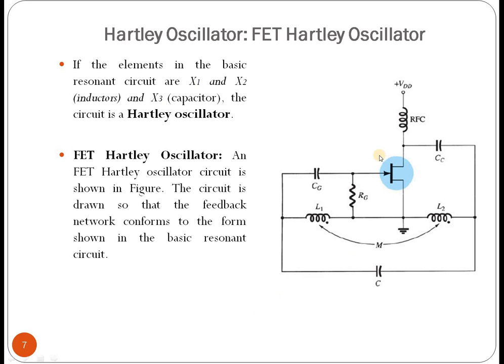FET means we are using one FET circuit in the middle, this one, not an op-amp. The basic resonant elements X1, X2 you see are the inductors L1 and L2, and X3 is capacitor C1. The rest of the elements, the capacitors, resistors, and inductors, are used for biasing purposes like the previous one. And plus VDD is the supply voltage for the FET circuit.